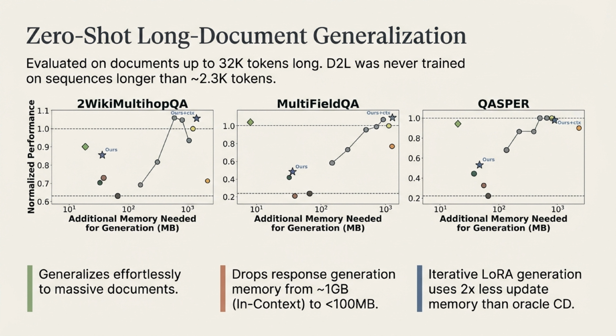D2L also demonstrates amazing zero-shot generalization on long documents. When we evaluated it on datasets like 2WikiMultihopQA, Qasper, and MultiFieldQA, D2L handled documents up to 32,000 tokens long effortlessly, even though it was never trained on sequences longer than about 2,300 tokens. Because the context is successfully internalized, it drops the response generation memory from around 1 gigabyte down to less than 100 megabytes. Plus, our iterative LoRA generation uses 2 times less update memory than Oracle context distillation.